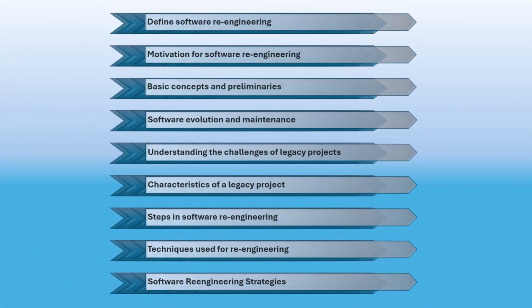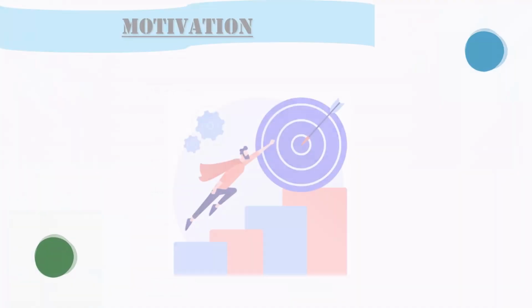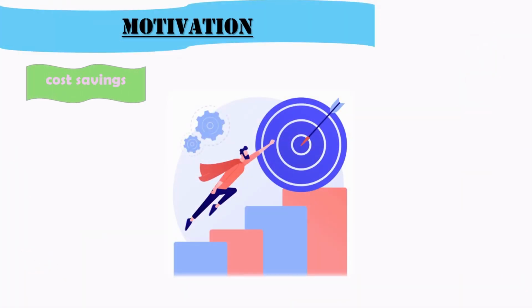Software reengineering is motivated by several practical needs in real-world software systems. First is cost saving. Due to reduced government and industry budgets, organizations often cannot afford to build completely new systems from scratch. Instead, they try to adapt an existing system to support new requirements. For example, a banking system may be updated to include mobile banking features rather than developing a new system entirely, significantly reducing the development cost and time.